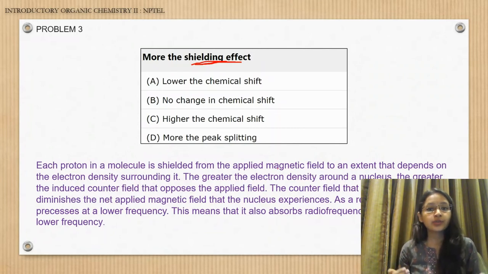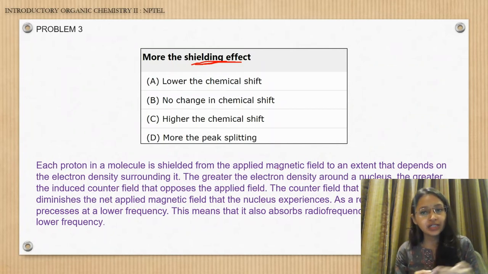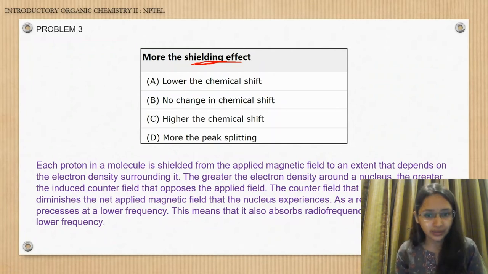So the counter field that shields a nucleus diminishes the net applied magnetic field that the nucleus is going to experience. Now it is not experiencing the net applied magnetic field which you have applied. Now it will be shielded. So it will be the applied magnetic field minus the magnetic field generated from the secondary induced magnetic field. Okay, so as a result, the nucleus will precess at a lower frequency.